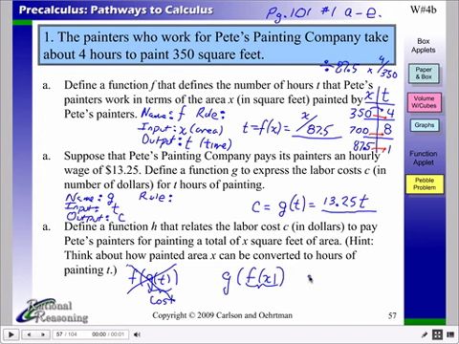So let's try this one. What is the output of the f function? Is that something the g function likes? What does the g function do? It takes time and gives you a cost. So this is valid. The output of f is time, so it's valid to give it to g, because g takes time and gives you cost.